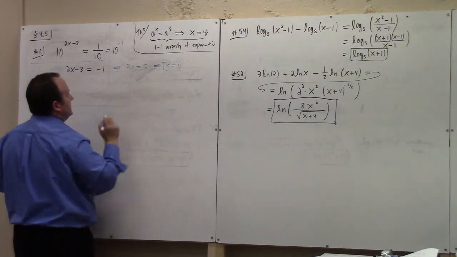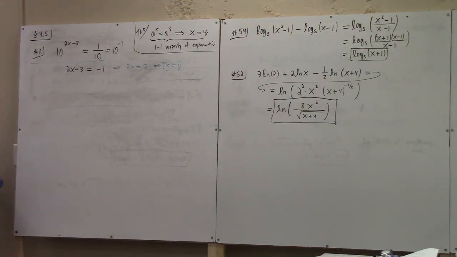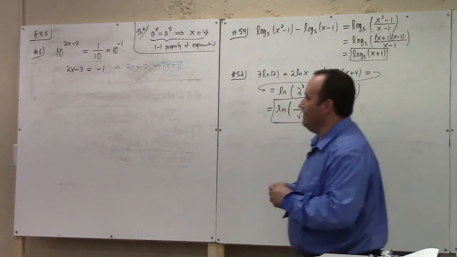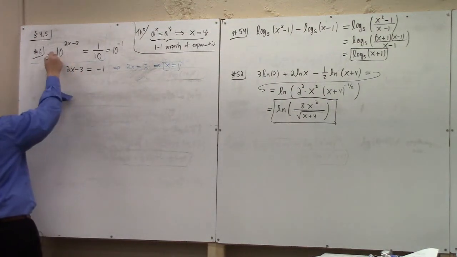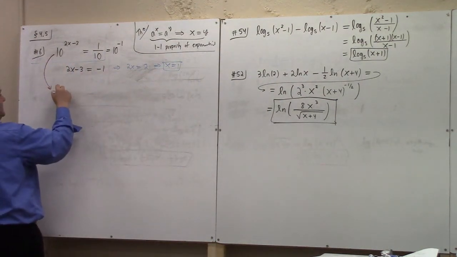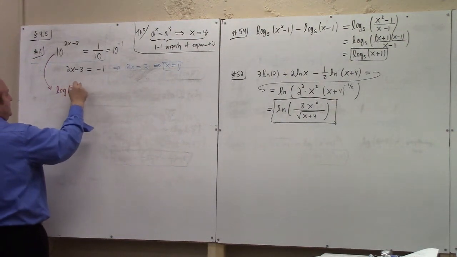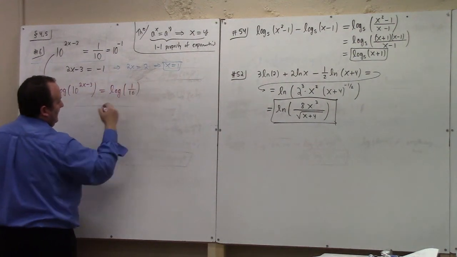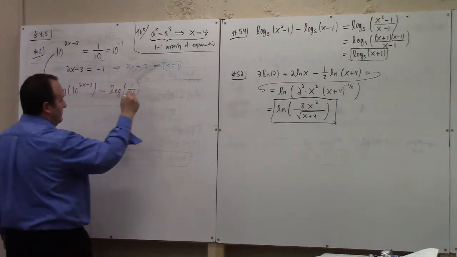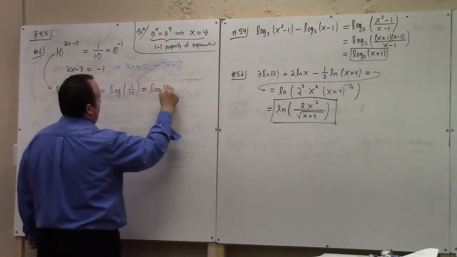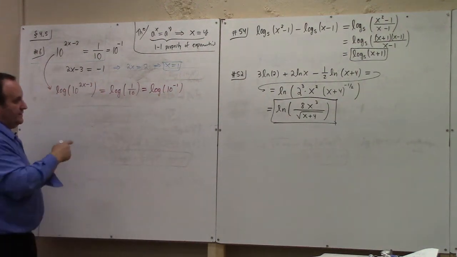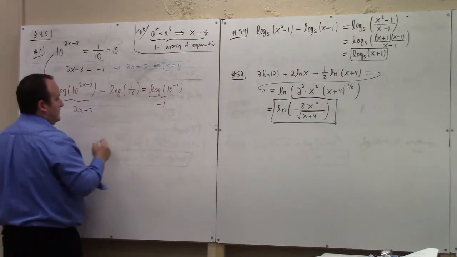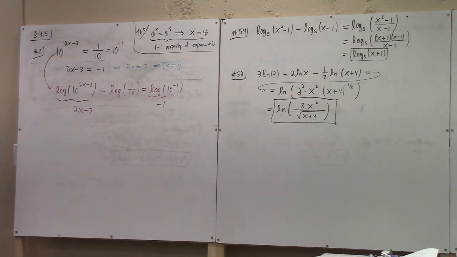Now, sometimes I don't like the one-to-one property, so I like to think about this a different way. What's another way you could solve this problem? How about this? Just take the original problem and take log base 10 of both sides. Or common log. Common log of 10 to the 2x minus 3 equals common log of 1/10, which is the common log of 10 to the minus 1. And so this is 2x minus 3, and this is minus 1. So again, we get 2x minus 3 equals minus 1.